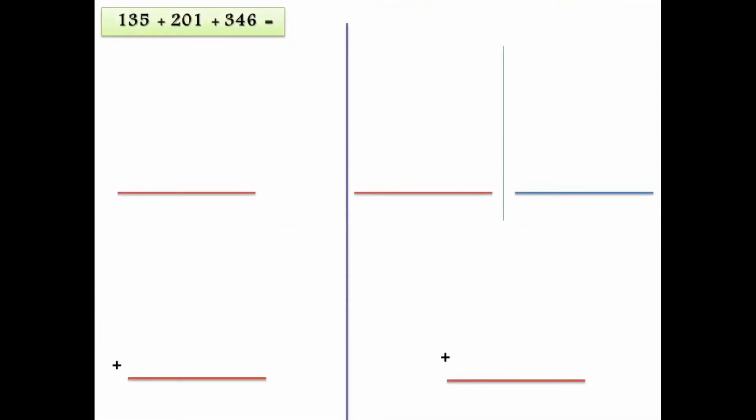Here, in this example, I want to get the sum of these 3 numbers, or these 3 addends, 135 and 201 and 346. If you look at this problem for the first time, you will think that it is a hard problem. How can we get the sum of 3 addends? Here in this problem, we will solve it in 2 steps to make it easier to solve. At first, we will add the first and the second numbers together. Then, in the second step, we will add the sum resulting from adding the first and second numbers to the third number. Let's see how we can do this.